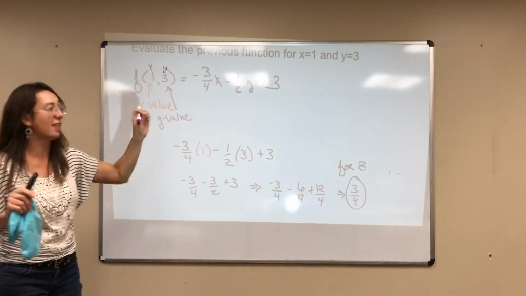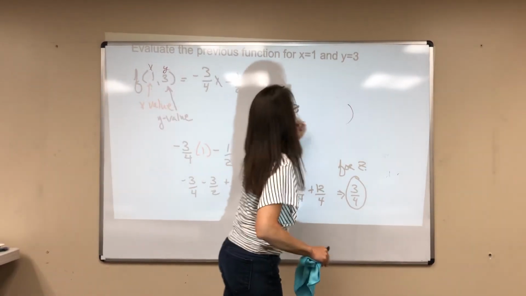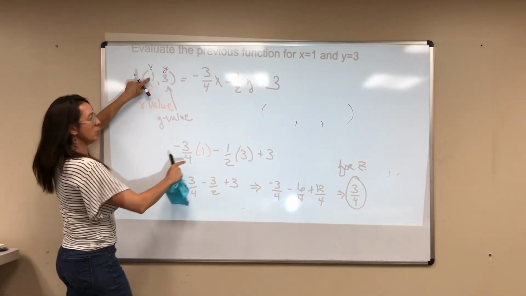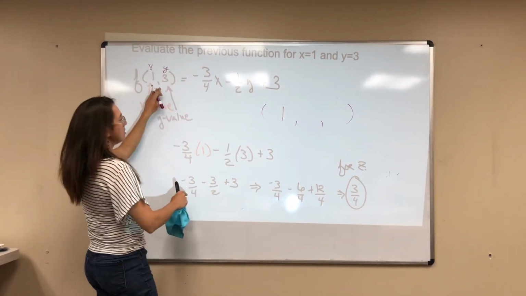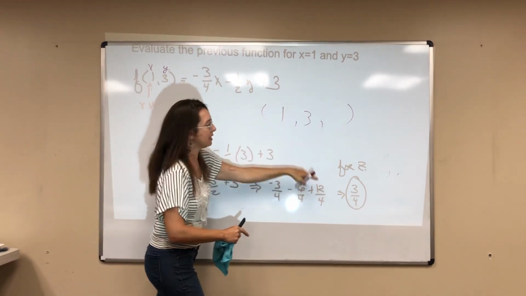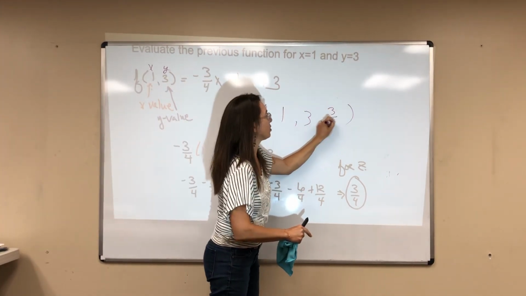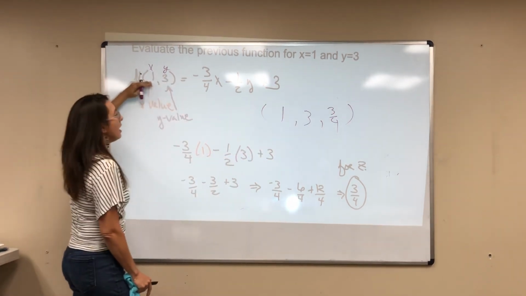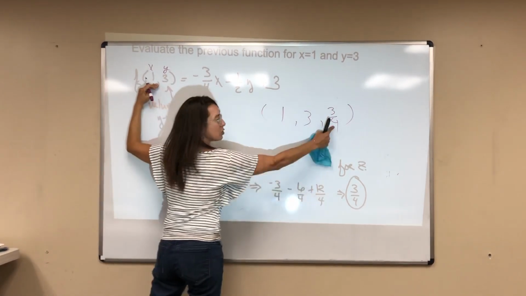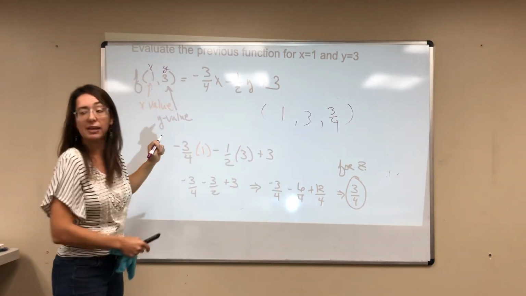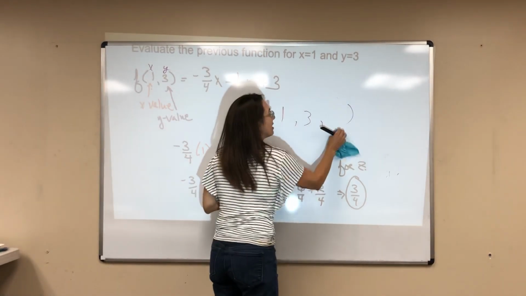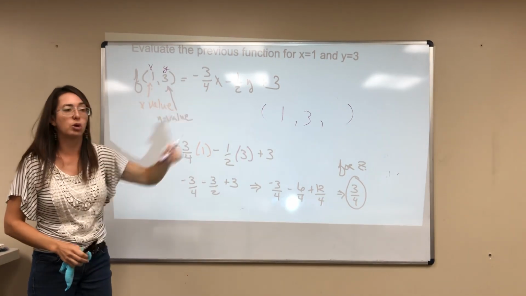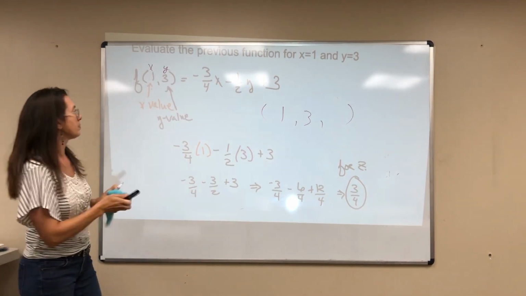That means my coordinate point for that solution is what? What was my x value? 1. What was my y value? 3. Now what is my z value? 3/4. So this is my answer. For 1, 3, z is 3/4. We were given 1 and 3. We just didn't know where z crossed the third one.